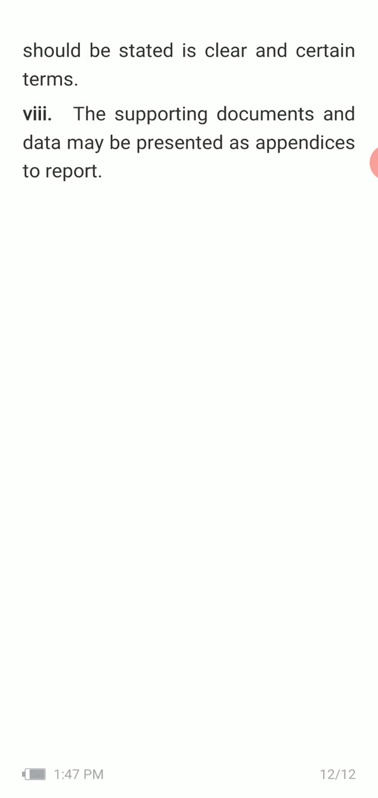Then the supporting documents, that is, documentary evidences such as invoices or proofs and data, may be presented as appendices to the report. If he is mentioning that there is any mistake in a particular transaction in his report, then he has to attach the documentary evidence. So what is the evidence for that? If he is mentioning that the company is not following the rules, then he should have the proof for that, and that should be attached to the report.